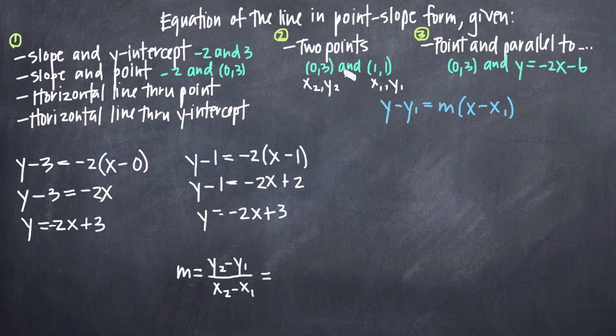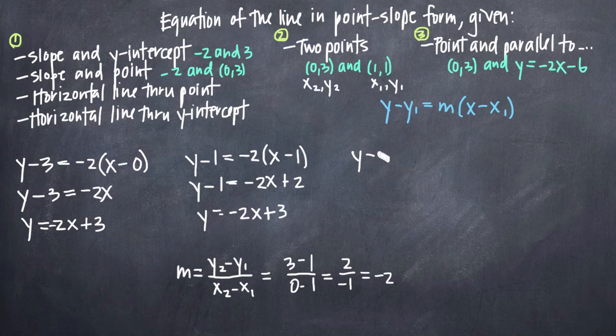So if we just plug those values in, y sub 2 is 3, y sub 1 here is 1, x sub 2 we know to be 0, and x sub 1 we know to be 1. So we'll get 2 divided by negative 1, which is a negative 2. That's how we find the slope m. So now we'll take the slope m and either one of these points, it doesn't matter which one, and we'll plug them into our point slope formula.